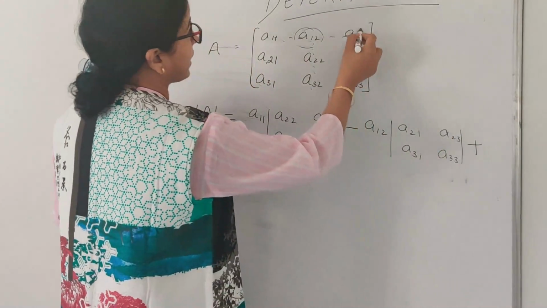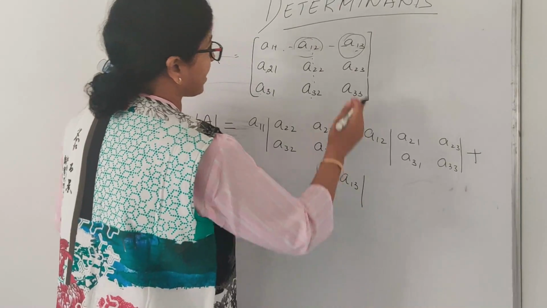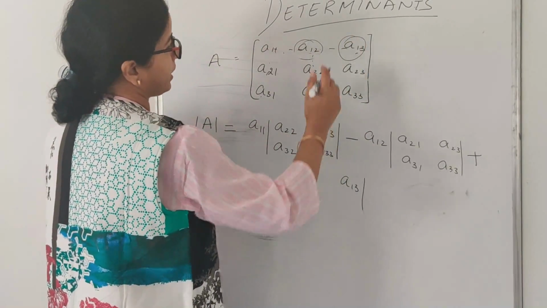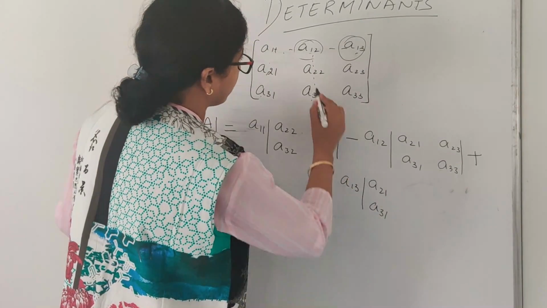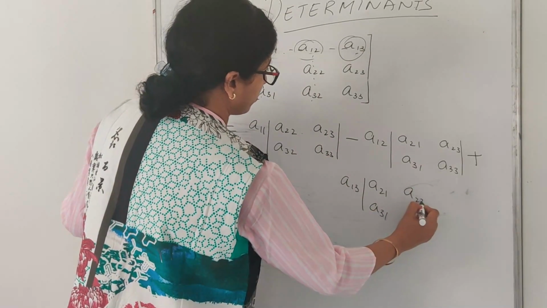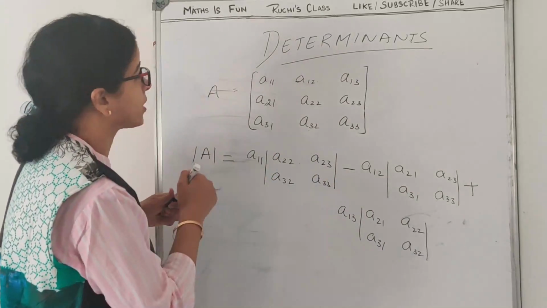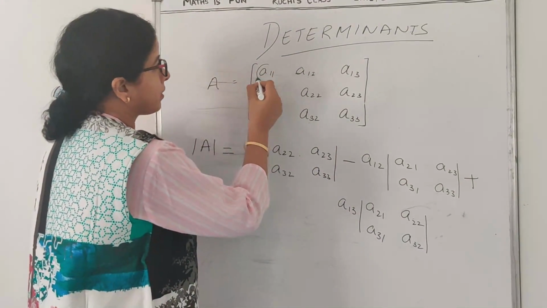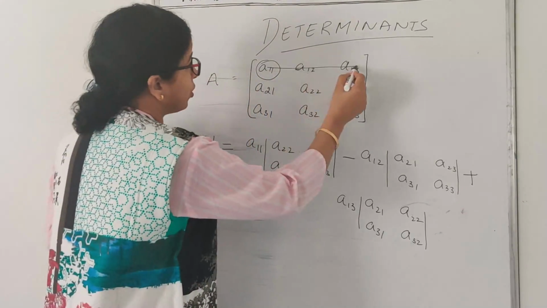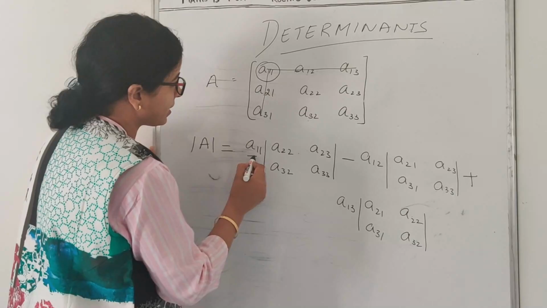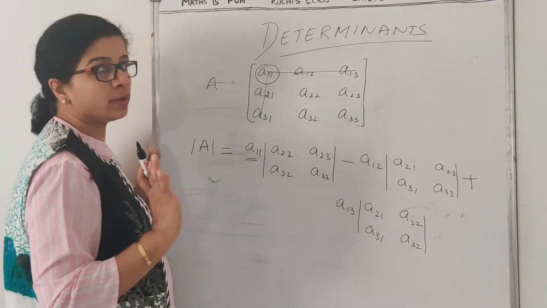Plus, now I'll take this element. A13, same way, same row and same column I'll leave. So A21, A31, A22, A32. Now I have got this. See, I have taken this element. This is in which row? This row and this column. So write this A11 and whatever is left out, please write in this determinant.